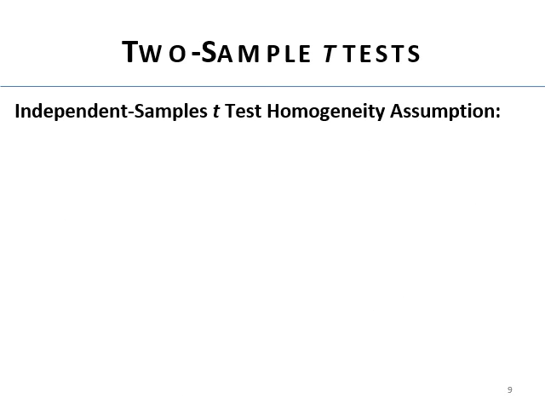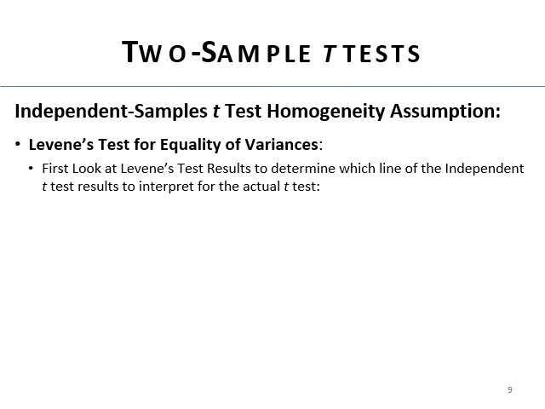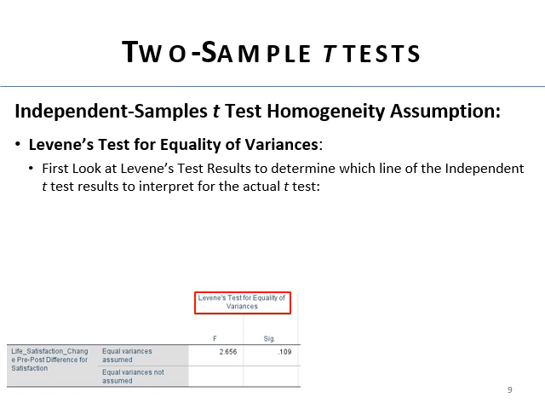All right, back to our examples. Let's actually look at how we test the homogeneity assumption using SPSS. So Levene's test for equality of variances. You first look at this test to determine which line of independent samples t-test results to interpret for the actual t-test. So it's like a road sign. That's the way I think of it. It tells you turn left or turn right. And it's really keep going on one line or drop a line is what it tells you.